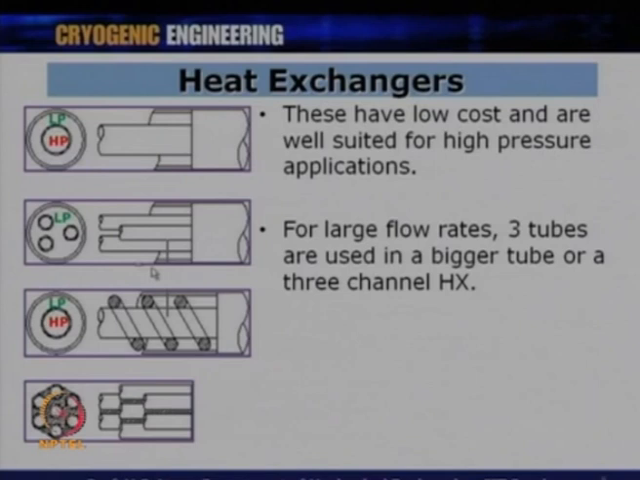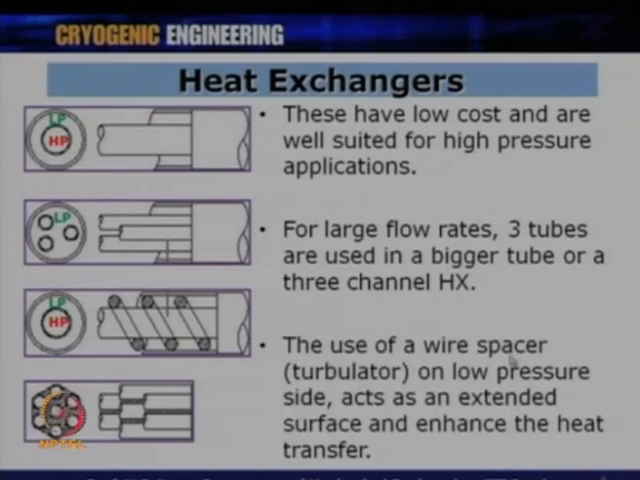For large flow rates, one goes for 3 tubes used in a bigger tube or a 3-channel heat exchanger. So, we can have different flows through different tubes also. The use of a wire spacer or a turbulator, like what you can see over here on the low pressure side, acts as an extended surface and enhances heat transfer on the low pressure side. I think this is mostly clear because many of these things possibly you have understood or covered in heat transfer or heat exchanger courses.